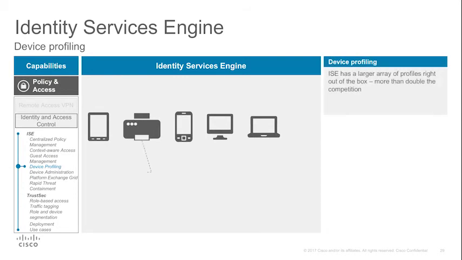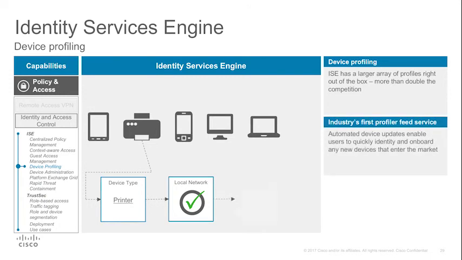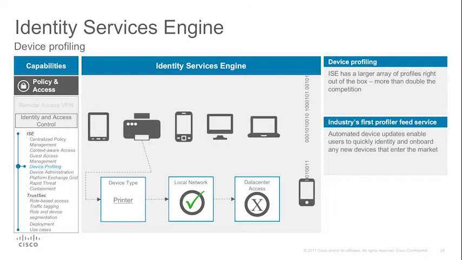In addition, ICE has a large variety of ready-to-go profiles that allow faster and more accurate device profiling. Administrators can also create their own custom profiles to fit any and all devices. Once a device is profiled, rules can be automated to grant or limit access to networks and network segments. With the industry's first profiler feed service, Cisco automatically updates ICE with information on the latest and greatest technology releases. This way, when your network encounters a device new on the market, it already has the correct profile in order to bring it on board quickly and easily.